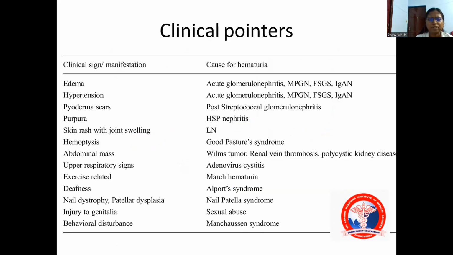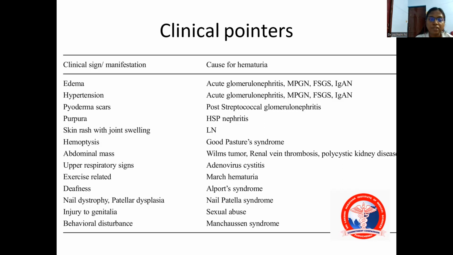Okay, some clinical pointers. Some clinical pointers, like what you will think of in each state. So edema, always think of glomerulonephritis, and IgA nephropathy, MPGN, FSGS, which is your focal segmental glomerulosclerosis. There is hypertension and glomerulonephritis: MPGN, FSGS, IgA nephropathy. Pyoderma, think of post-streptococcal glomerulonephritis. Purpura, think of HSP. Skin rash and joint swelling, always think of your autoimmune causes like lupus nephritis, SLE nephritis.